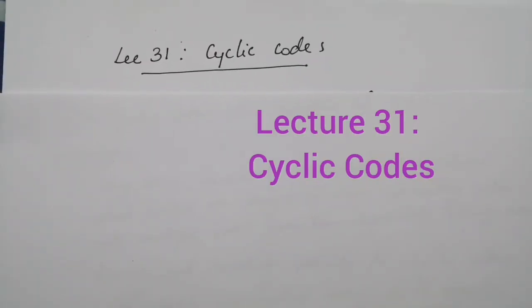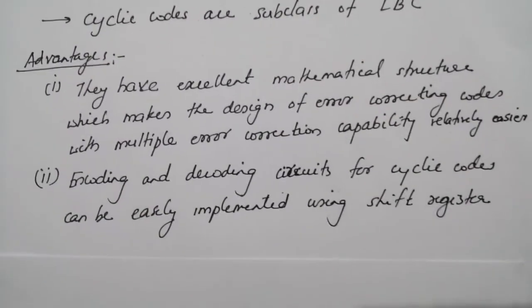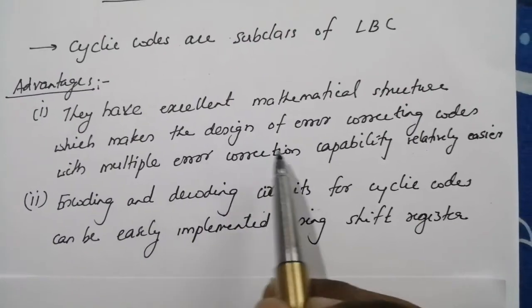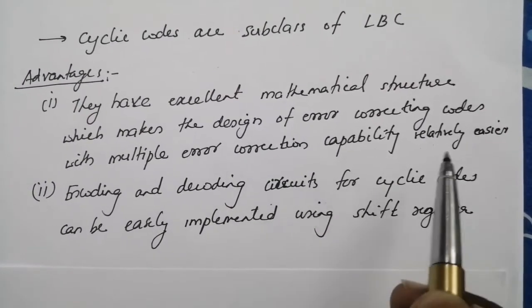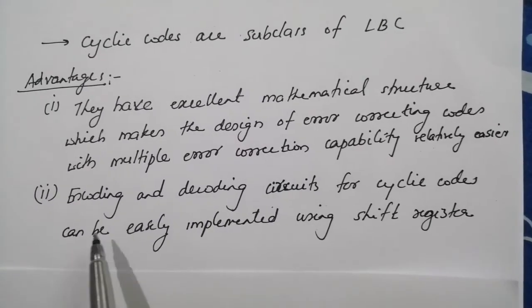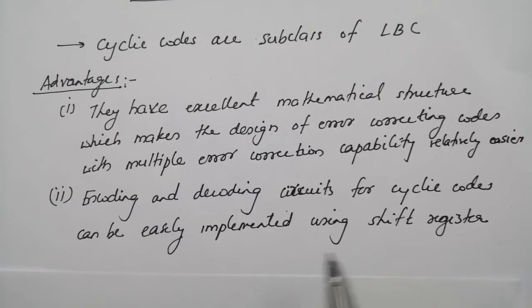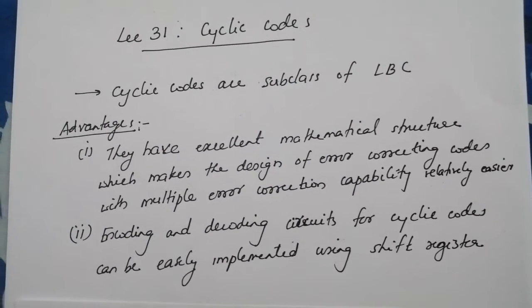Cyclic codes are a subclass of linear block codes. The advantages of cyclic codes are that they have an excellent mathematical structure, which makes the design of error correcting codes with multiple error correction capability relatively easier. Encoding and decoding circuits for cyclic codes can be easily implemented using shift registers. Now we will formally define the cyclic codes.